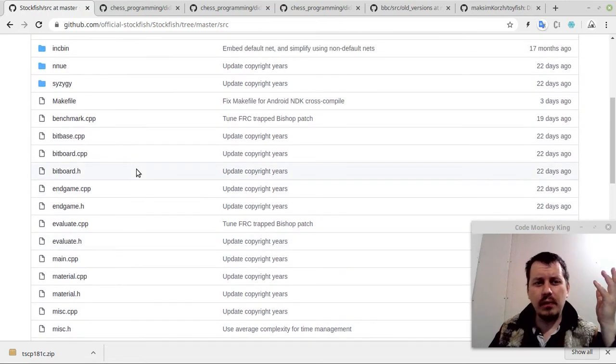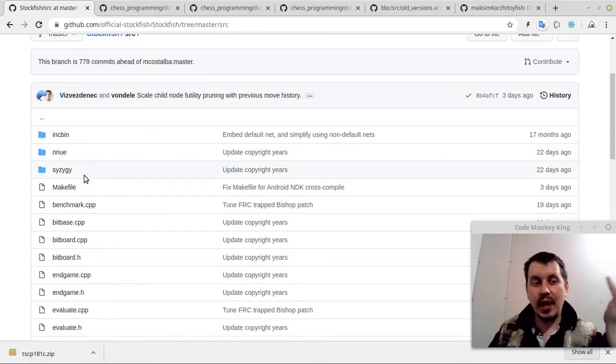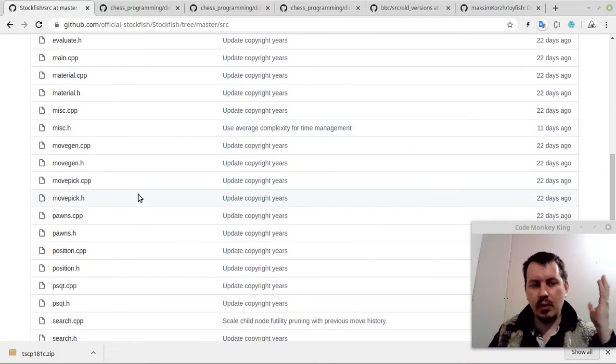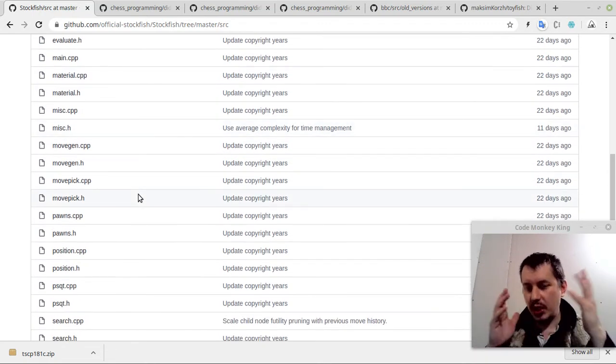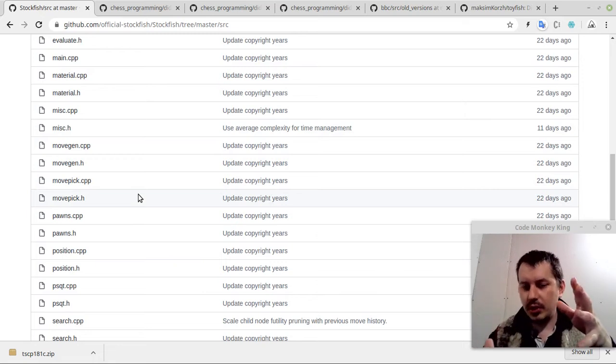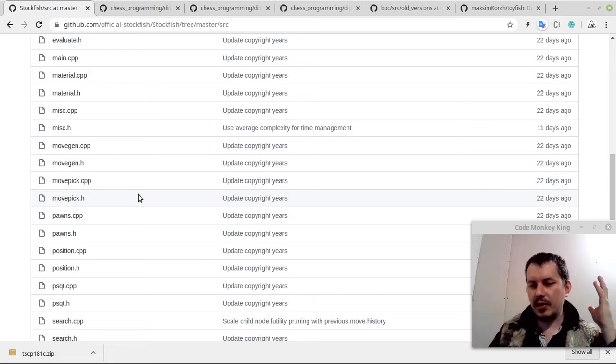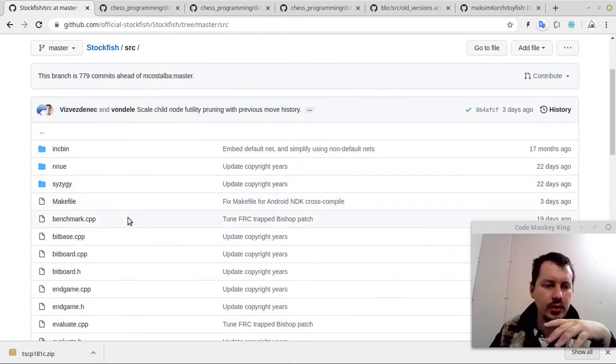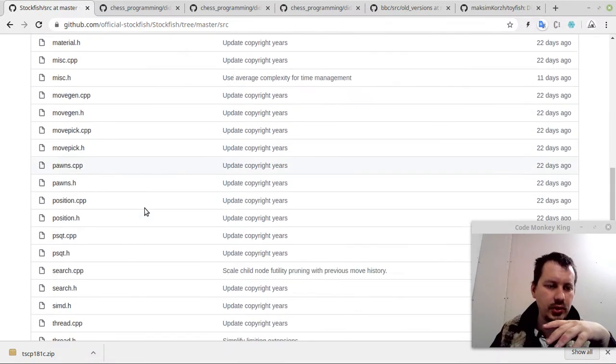And the very first issue you would encounter is the whole lot of files where you have no idea which one to kickstart with. Let me give you a little tip. As far as a chess program is concerned, it takes a board position, so we need to find a file where the board position is being initialized and defined. In Stockfish we have this file called position.cpp.